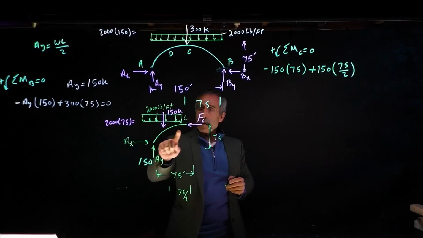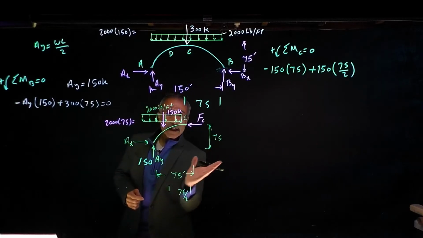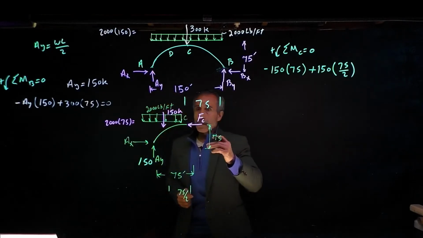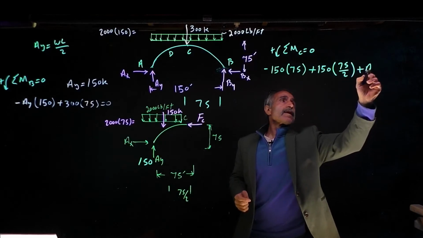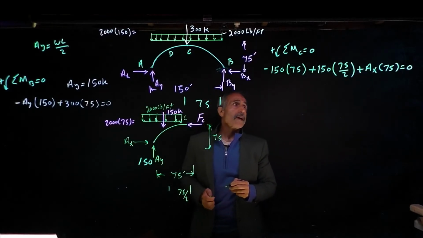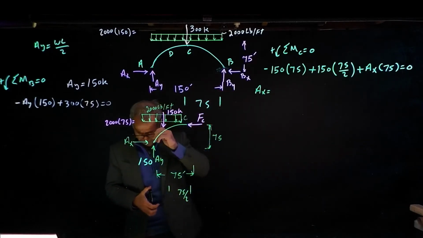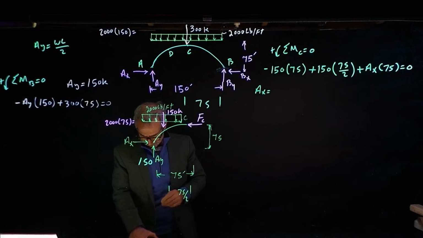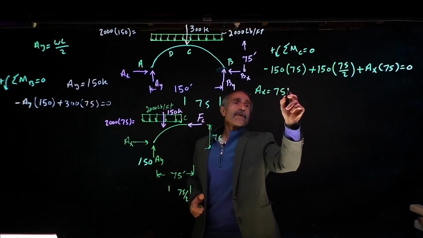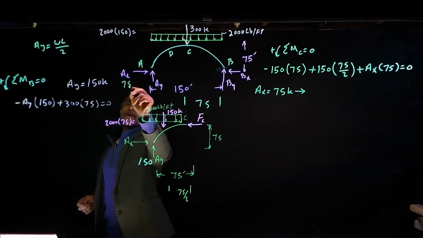However, we've got to take a moment about this point also, because there's a distance between here. It's not in the same plane. Therefore, it's going to be AX going counterclockwise, so it's positive. So plus AX times 75 equals 0. And if I calculate that, AX comes out to 75 kip in this direction, as we have noted right there. So AX comes out to 75 kip.